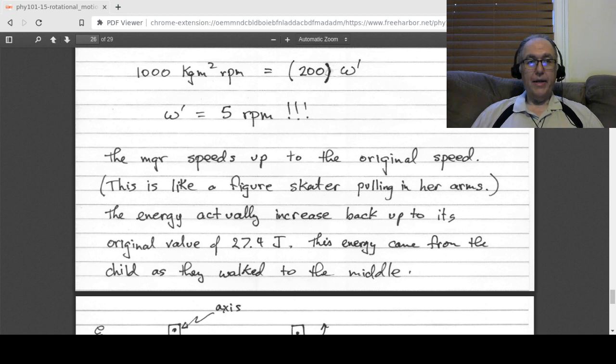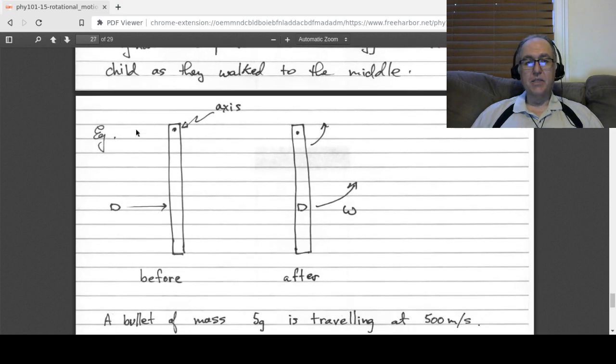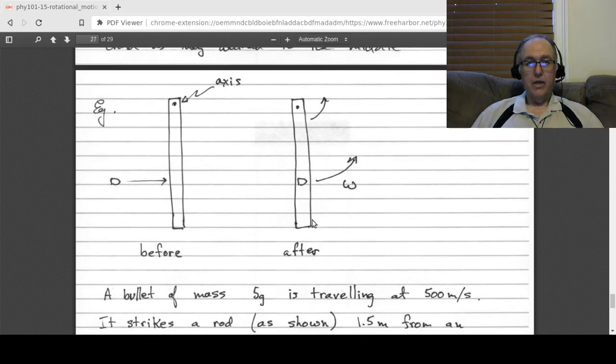Okay, all right, last problem. I wanted to do 3 problems for angular momentum, because this third problem shows the equivalency between linear momentum and angular momentum.